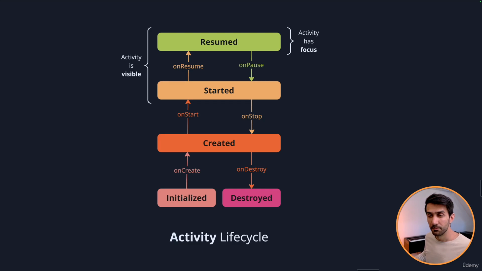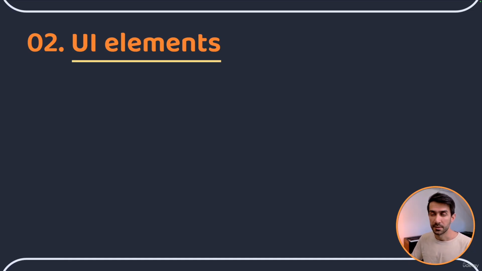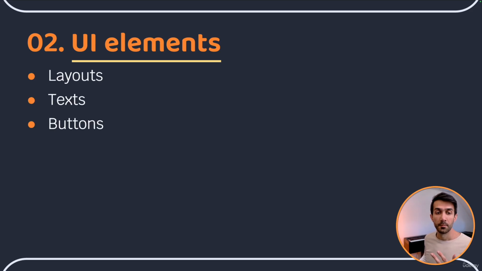Enough about activity. The next component is UI elements. These are the building blocks of a screen. So the most important ones are layouts, texts, buttons, input fields. That's, for example, when you want to type a message in a chat, images, and many more.